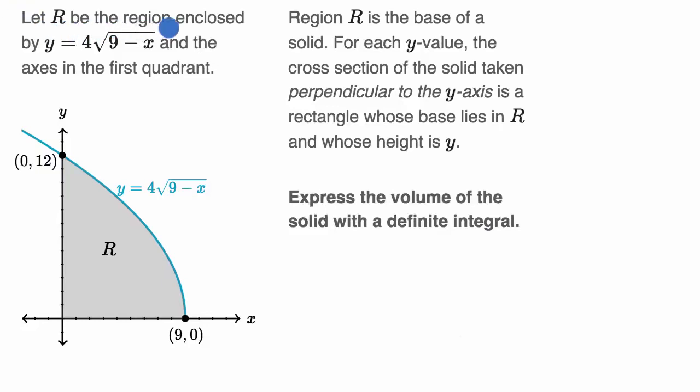Let R be the region enclosed by y is equal to 4 times the square root of 9 minus x, and the axes in the first quadrant, and we can see that region R in gray right over here. Region R is the base of a solid.